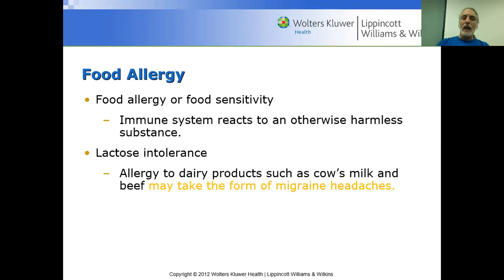Something to note, allergy to dairy products like cow's milk. You may have a cross sensitivity to beef, which makes sense. And in some cases, I do not fully understand the pathophysiology, that allergy may take the form of a migraine headache.